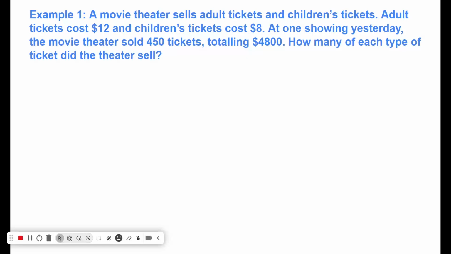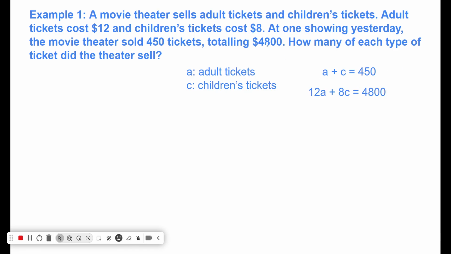If we're looking at our procedure, we need to define our variables. So I'm going to have A equal adult tickets and C be children's tickets, A for adult, C for children. And then from there, we need to create an equation. The showing yesterday, a movie theater sold 450 tickets. So adult tickets plus children's tickets equals 450 tickets. Feel good about that first one.